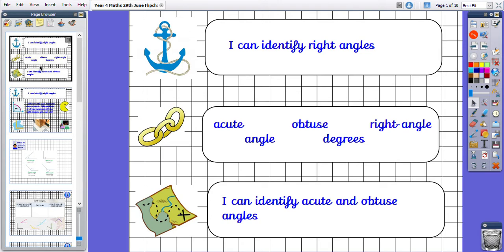Today we're going to move on to a new topic in maths and we're looking at angles. So our destination today is to identify acute and obtuse angles. Our anchor task is identifying right angles and we have some key vocabulary in our box here to use in our work today.